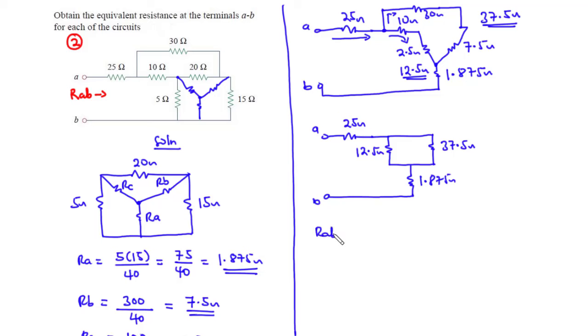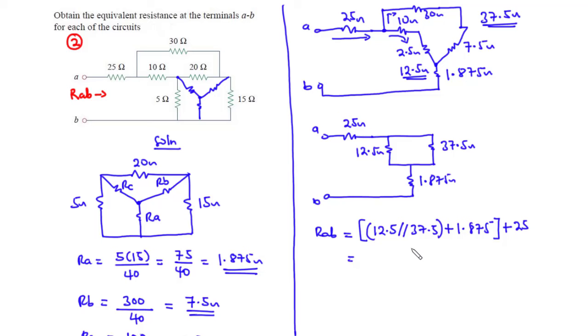So to find the total resistance for this circuit, that's going to be 12.5 parallel 37.5 plus 1.875, and then all of that will be in series with the 25 ohms resistor. So 12.5 parallel 37.5, and then that becomes a single resistor like this. And then you realize that 25, this resistor, and then 1.875 are all connected in series. So basically that's what we have here.